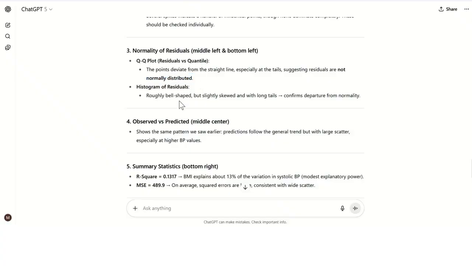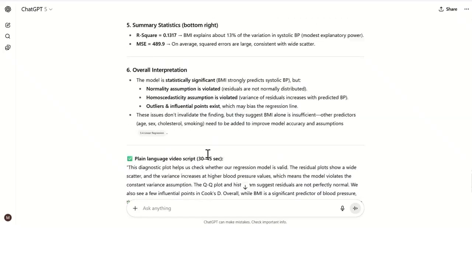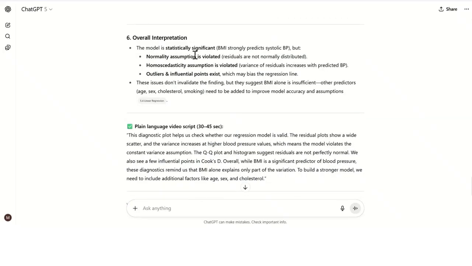And the histogram of residuals is roughly bell-shaped but slightly skewed with long tails. So overall interpretation: this model is statistically significant. Normality assumption is violated. Residuals are not normally distributed. Homoscedasticity assumption is violated. These issues do not invalidate the finding, but they suggest that BMI alone is insufficient and other predictors need to be added to improve model accuracy.